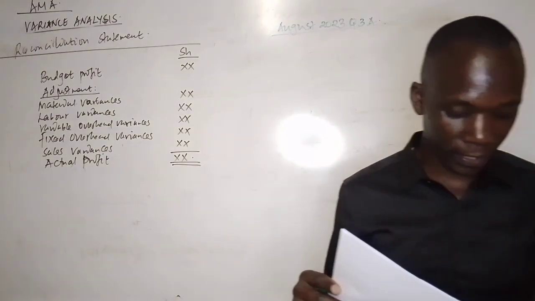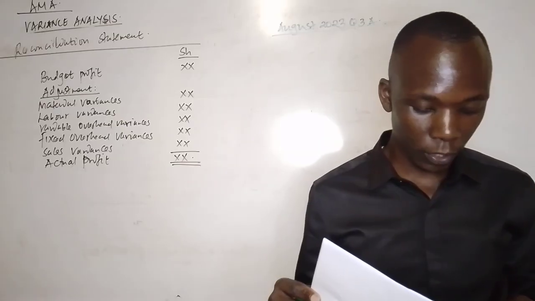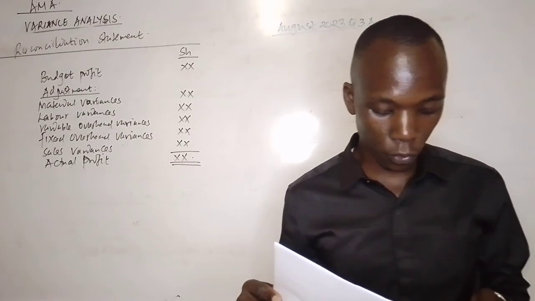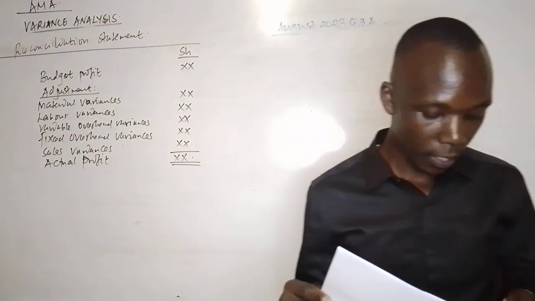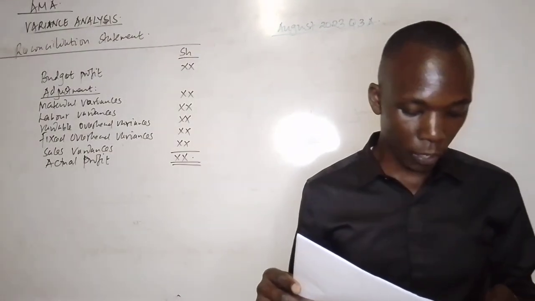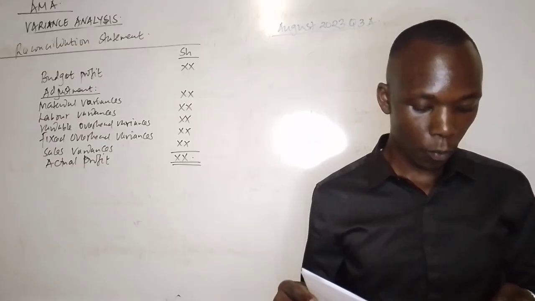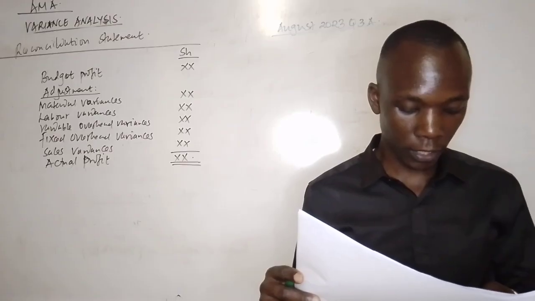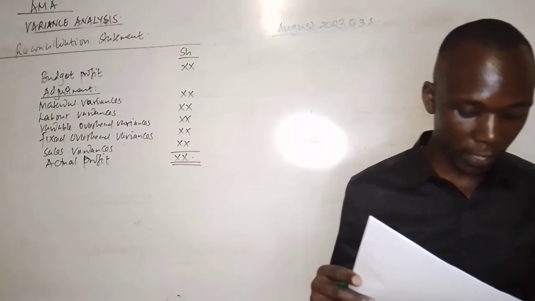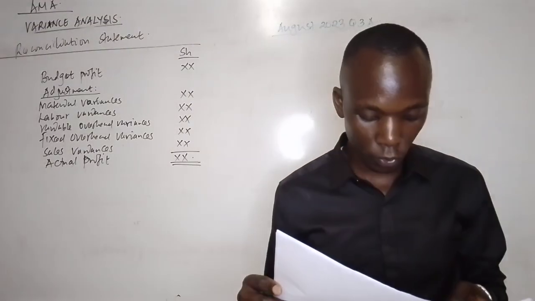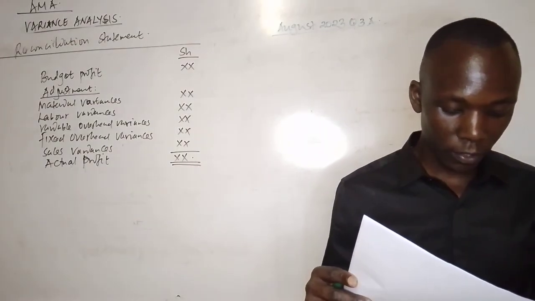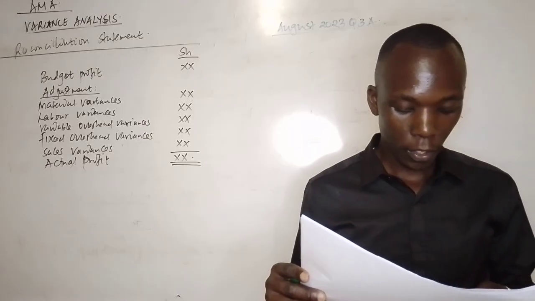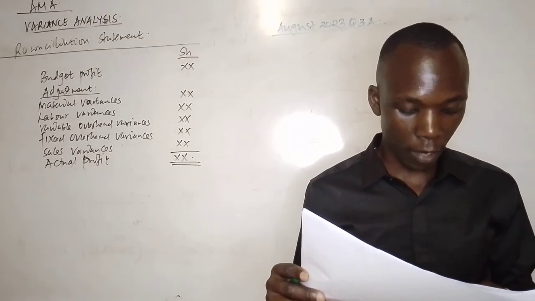The actual data for the month of July 2023 were as follows. Actual production and units sold, you are given 9,000 units. Selling price, you are given. Then we have direct materials consumed, we have A and B. Direct labor incurred, you are told it is 28,500 hours at a cost of shillings 2,736,000. Variable overhead incurred, you are told it is 520,000.